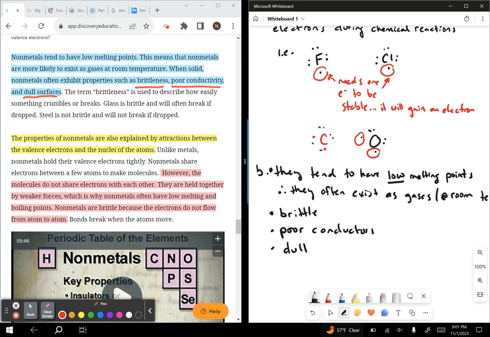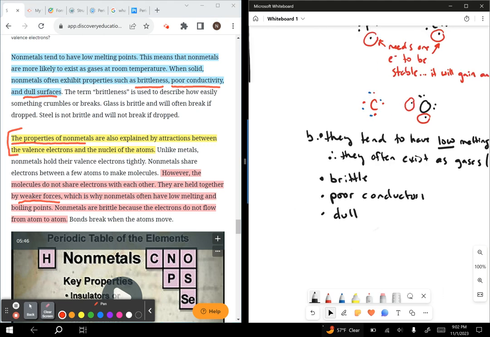Okay. The properties of nonmetals, we're looking at the next paragraph over here. The properties of nonmetals are also explained by attractions between valence electrons and the nuclei of atoms. Just like metals. Unlike metals, nonmetals hold their valence electrons tightly. Nonmetals share electrons between a few atoms to make molecules. However, the molecules do not share electrons with each other. They're held together by weaker forces, which is why nonmetals often have low melting and boiling points. Nonmetals are brittle.